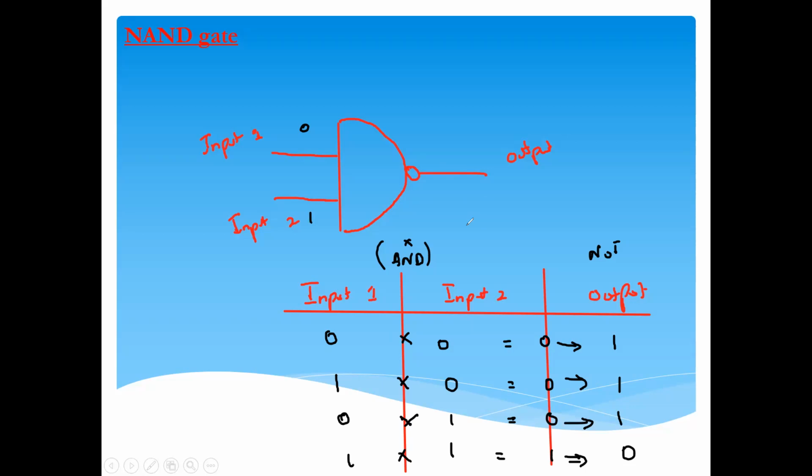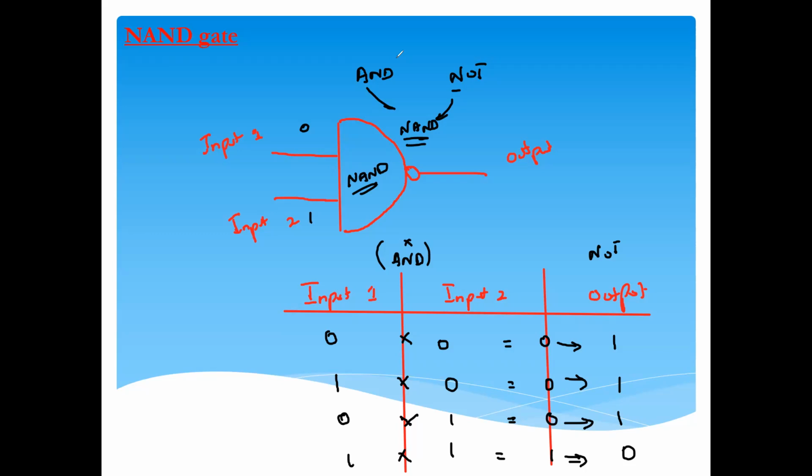So all the outputs of the AND gates are inverted due to the presence of the NOT gate at the last. And this gate is known as the NAND gate. So the NAND gate is a combination of AND and NOT. So AND from here and NOT from here result in a NAND gate. All the outputs of the AND gate will be reversed because of the presence of the inverter.